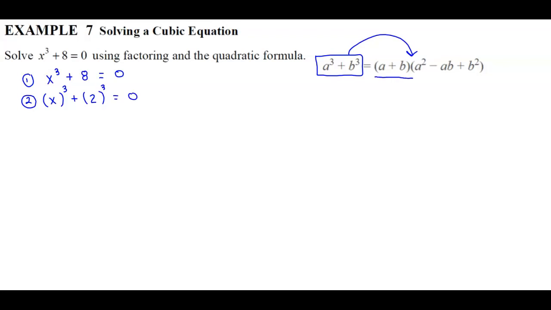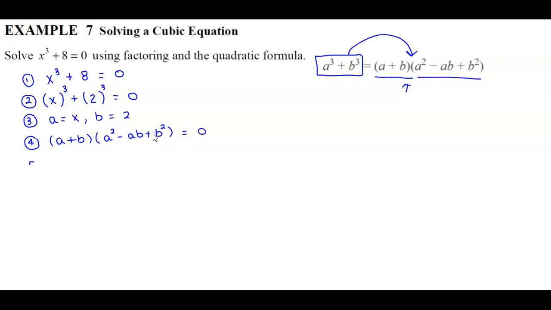So now if we take a look at this formula, we're going to know what a and b represent. We know that a is equal to x, and we know that b is equal to 2. So underneath here, I'm just going to rewrite the factored form: a plus b times a squared minus a times b plus b squared. And we know that that's going to equal 0.